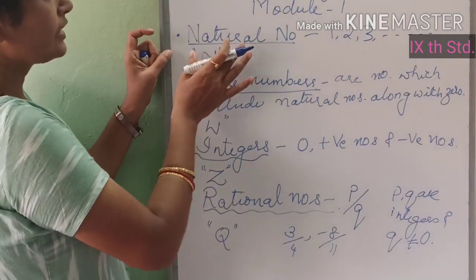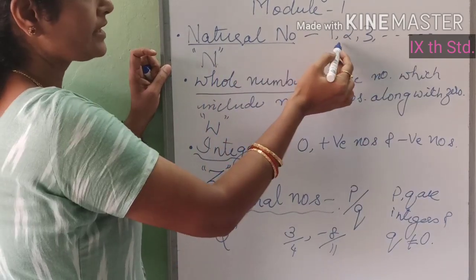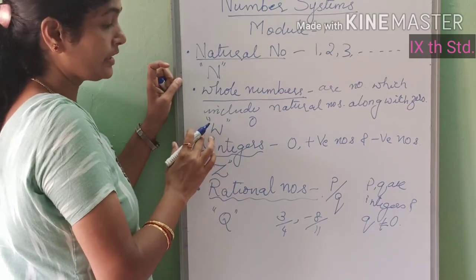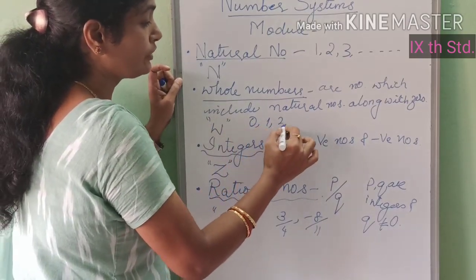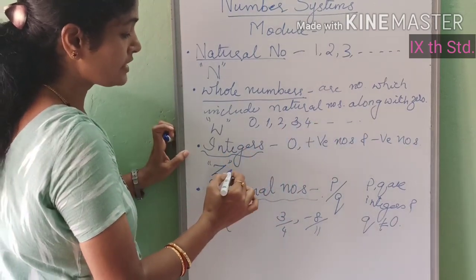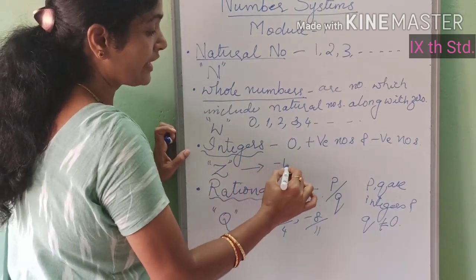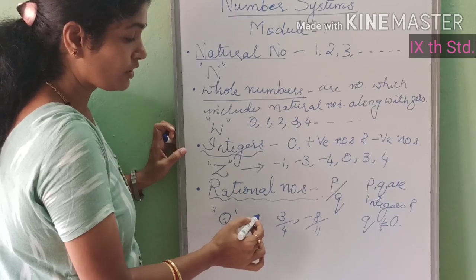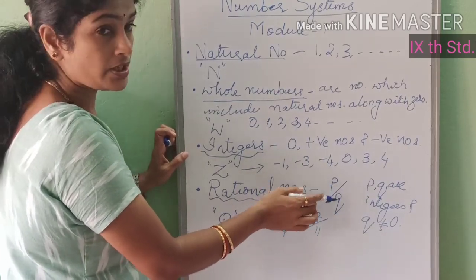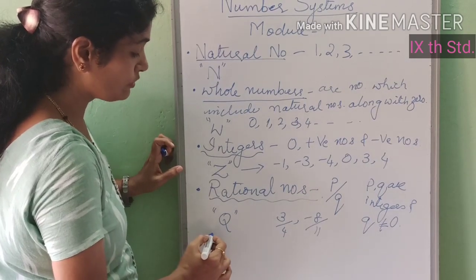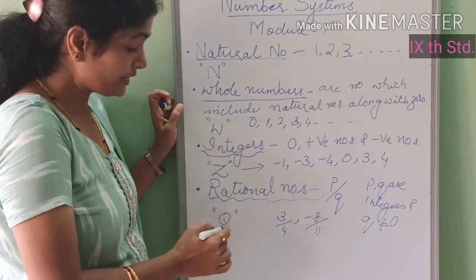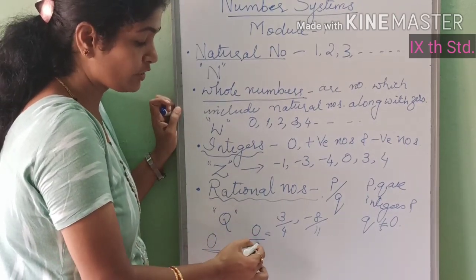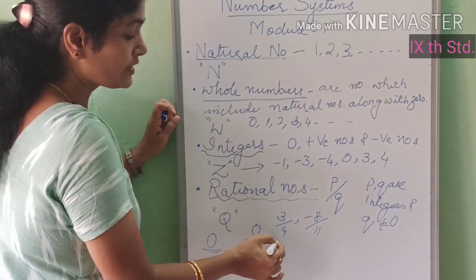Right? Natural numbers are denoted by the letter N, example 1, 2, 3, and so on. Whole numbers are denoted by the letter W, and include numbers like 0, 1, 2, 3, 4, and so on. Integers are denoted by the letter Z, which includes negative numbers, positive numbers as well as 0. Rational numbers are any number which can be written in the form p by q. If I ask you whether 0 is a rational number, then yes, 0 is a rational number because 0 can be written in the form p by q. That is, I can write 0 by 1, which leads to 0 itself.